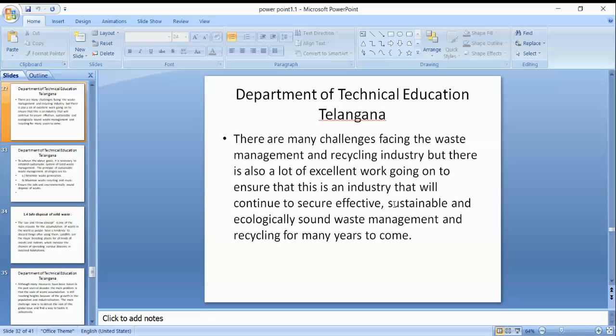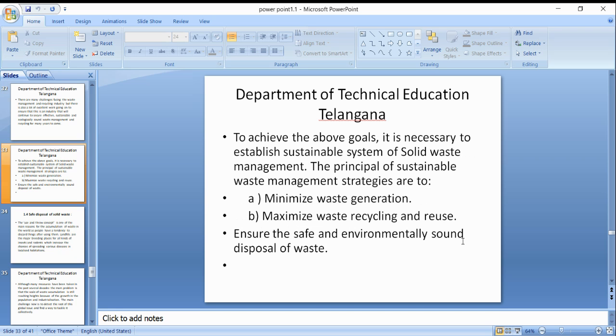There are many challenges facing waste management and recycling, but there is a lot of excellent work going on to ensure that the industry will continue to secure effective, sustainable and ecologically sound waste recycling for many years to come. So nowadays they are facing a management task.